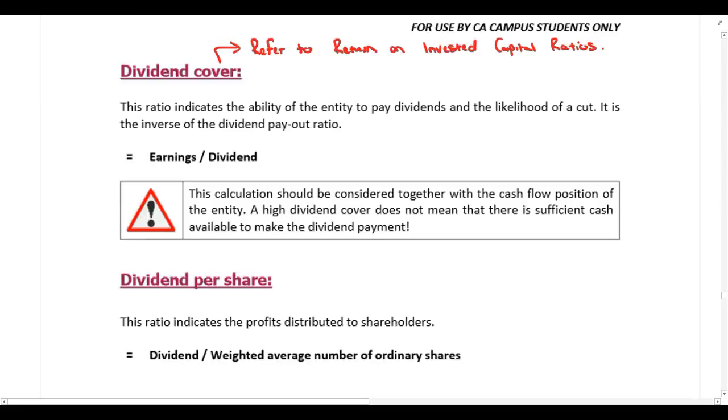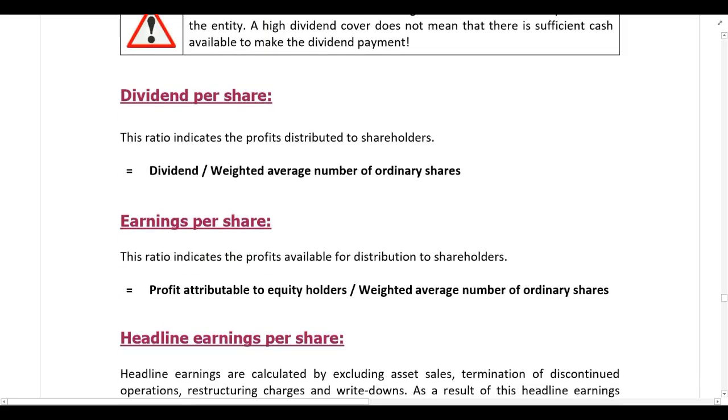Let's just go to the lecture notes to make sure that we have looked at all of the ratio calculations. So the next calculation that you need to perform is the dividend per share. And this ratio indicates the profits that are distributed to shareholders. And we calculate the dividend per share by taking the dividend and dividing by the weighted average number of ordinary shares. Please note, guys, you just need to multiply this by 100 because you always want your dividend per share to be in cents.